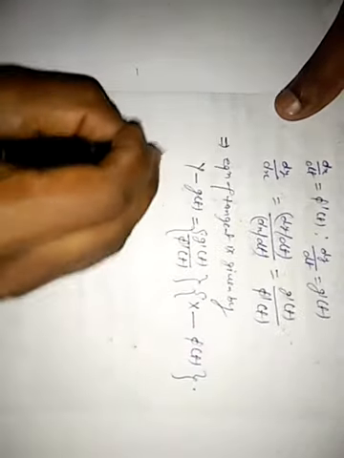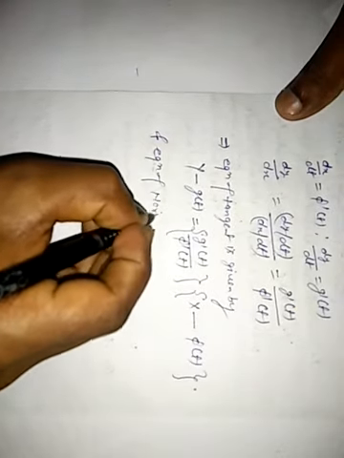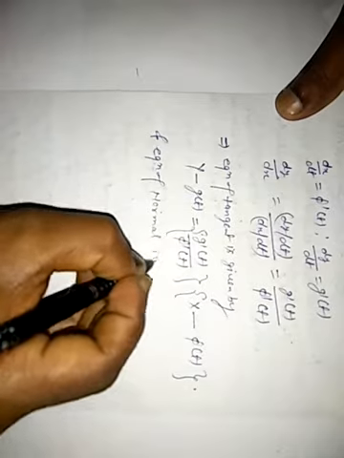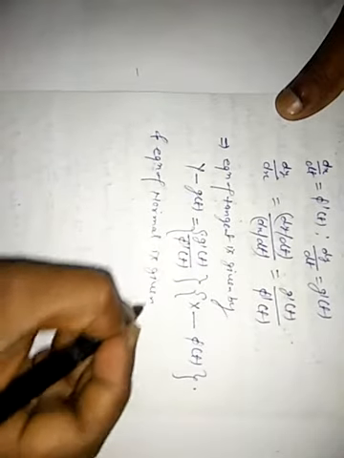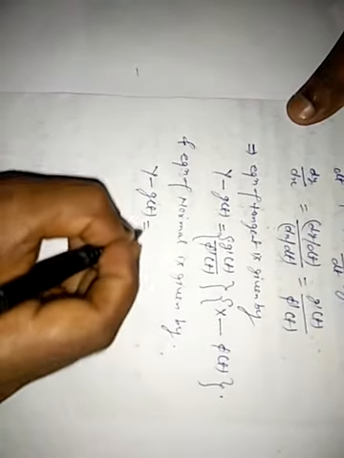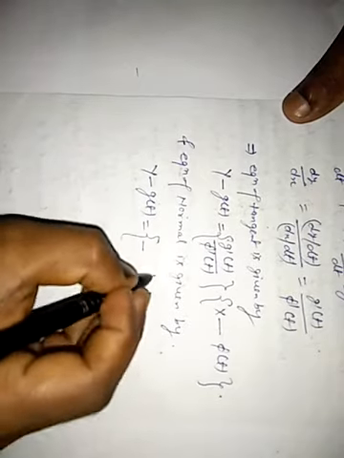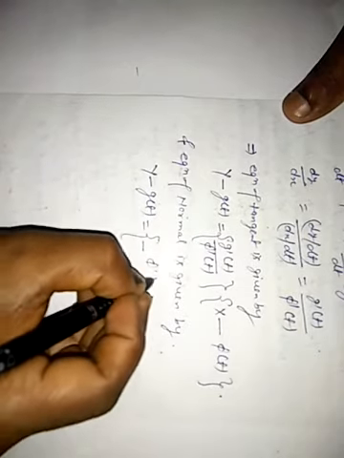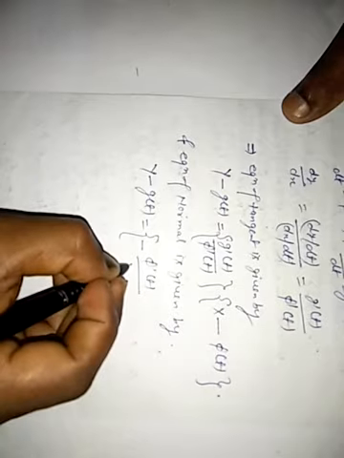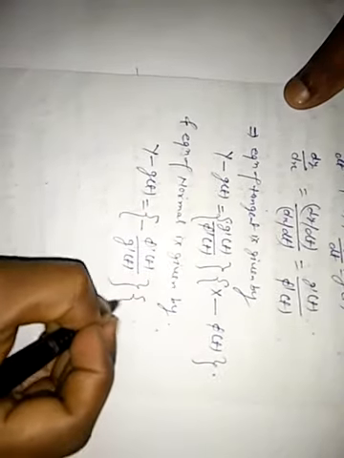and the equation of normal is given by y minus g t is equal to minus phi dash t upon g dash t times x minus phi t.